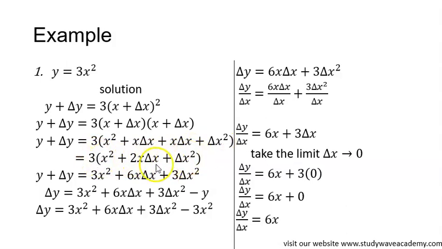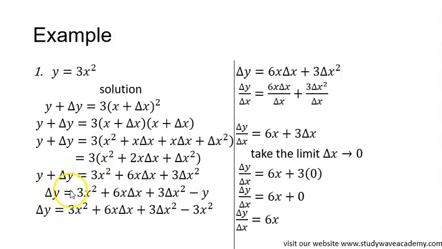So we use 3 to open the brackets, okay? So we have y plus the change of y is equals to 3 times x squared is going to give you 3x squared plus 3 times 2x the change of x is going to give you 6x the change of x, okay? 3 times 2 will give you 6, okay? x the change of x plus 3 times the change of x squared is going to give you 3 the change of x squared. Do you understand?